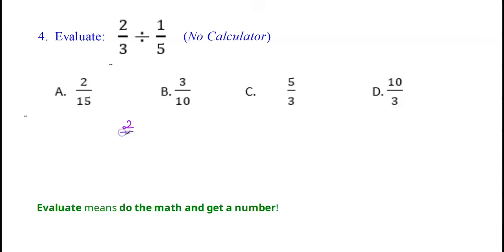Two-thirds divided by 1/5. Let's evaluate or do the math. Now, I learned a little rhyme in elementary school that really helped me remember how to do division with fractions, and it goes like this. When you divide fractions, don't be shy. Flip the second fraction and turn division to multiply. So I'm going to do that.